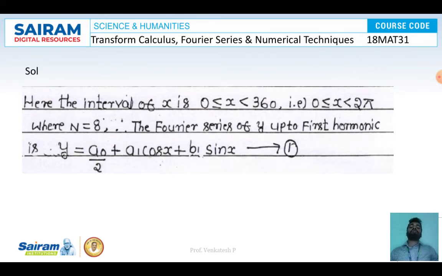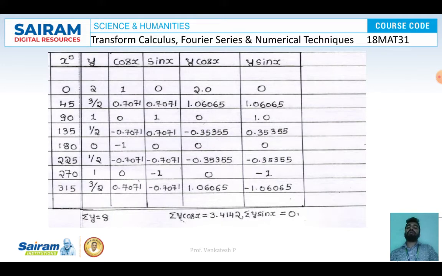Now the Fourier series of y up to the first harmonic means we'll be finding only y is equal to a naught by 2 plus a1 cos x plus b1 sin x. This is the constant term, first cosine term, and first sine term. Now we have to find the values of a naught, a1 and b1. To find a naught, the formula is 2 by n summation y. To find a1, the formula is 2 by n summation y cos x. To find b1, the formula is 2 by n summation y sin x. Now our job is to find the values of y cos x and y sin x.